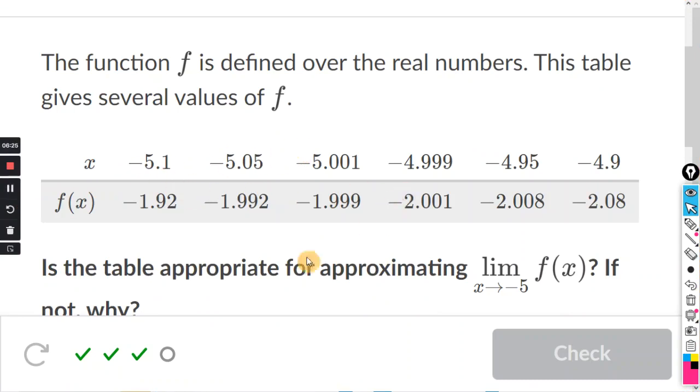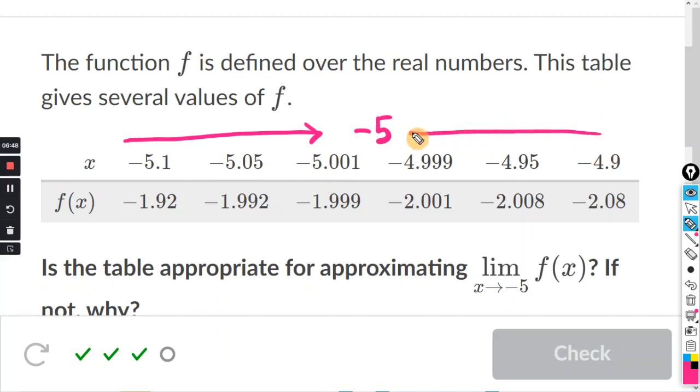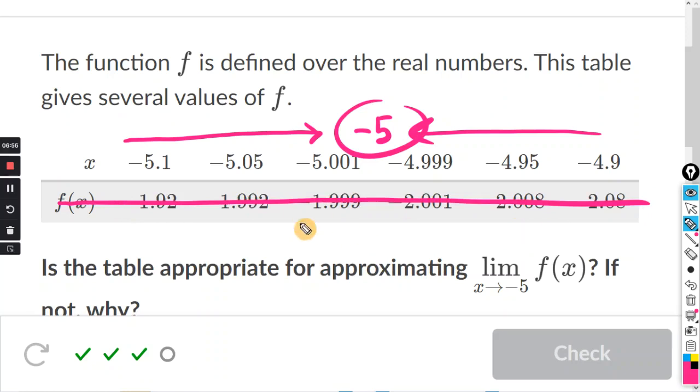Here's the table. They want us to determine if the table is appropriate for the limit as x approaches negative 5. Just looking at it, I think it looks good. Negative 5 would be here. On this side, these are the ones that are less than negative 5, and they're getting closer and closer. These are the ones greater than negative 5. They're getting closer and closer. So I say this table is good. We're not worried about the f of x values. They didn't ask us for the actual limit. They just want to know if they used the right method. So that one's good.